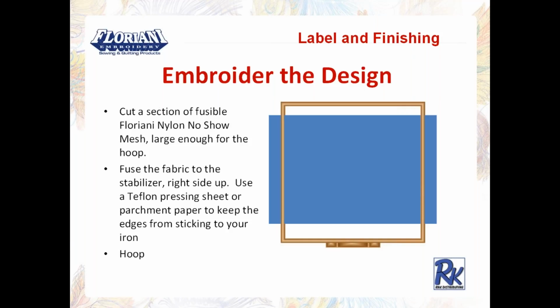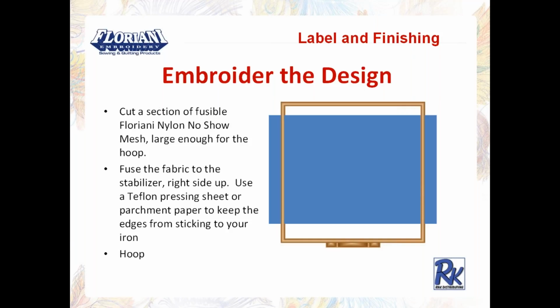So the way you're going to do this is you're going to put your stabilizer down on your ironing surface with the shiny side or the fusible side facing up, and then you're going to put your fabric with the wrong side facing down, again with its right side facing up. Then you're going to want to cover the whole thing with either a Teflon pressing sheet or a piece of parchment paper, and that's in order to keep your iron from sticking to the edges of the stabilizer. They're going to be peeking out from around the fabric.